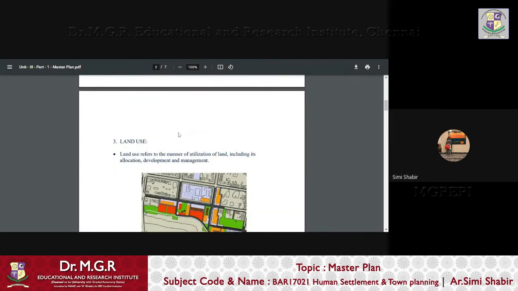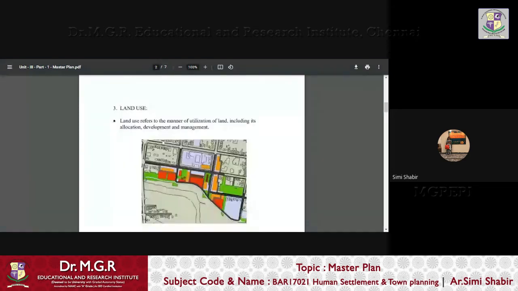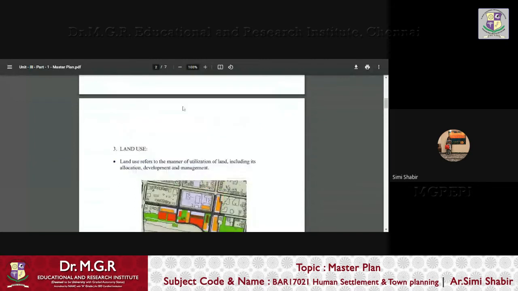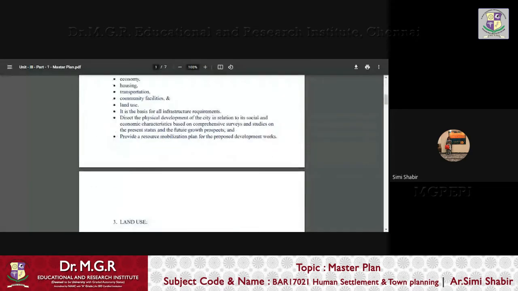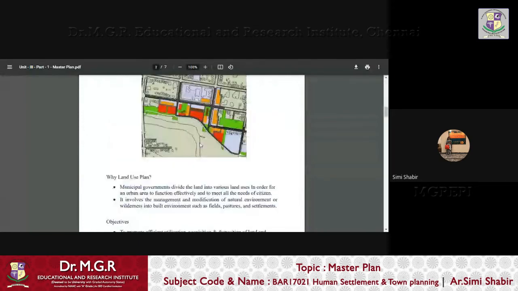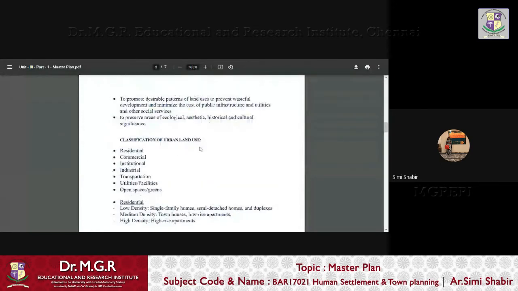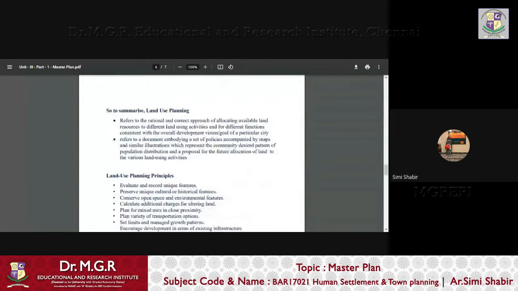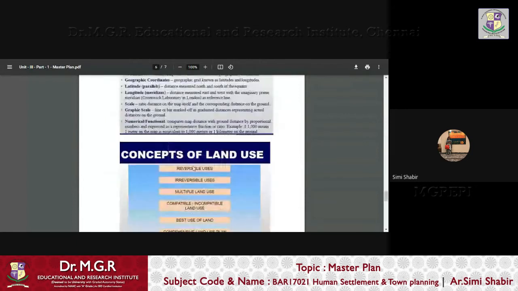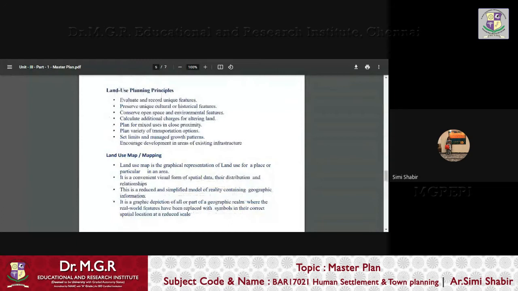Now, in this context, we will also throw light on land use. Land use is actually, as we saw here, not regulated by the master plan. Land use is something that is laid down. We know what the need for land use is and what the different types of land use are, and those things are already there, but that doesn't come under the purview of the master plan. So now let us go a little more into the other aspects of master plan and come back to the land use.